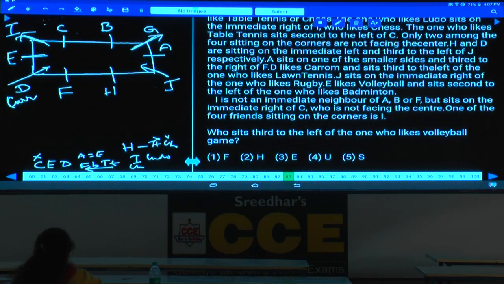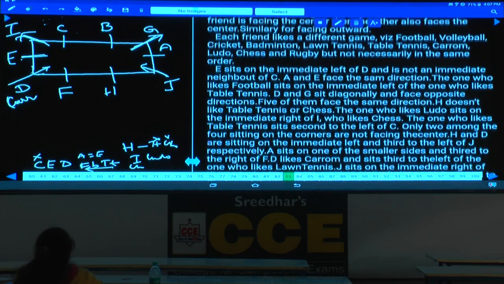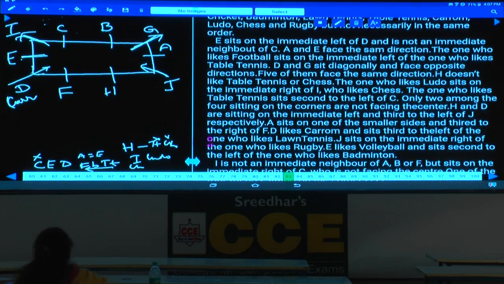I is not an immediate neighbor. E sits on the immediate left of D and is not an immediate neighbor of C. A and E face the same direction. A and E are facing the same direction. Need to identify this one.